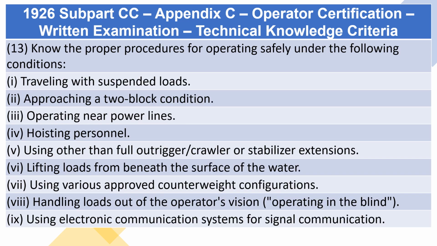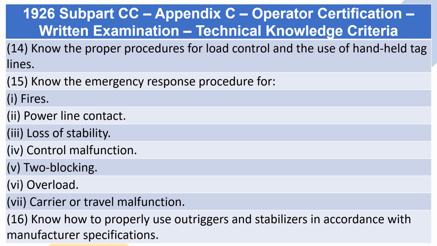13. Know the proper procedures for operating safely under the following conditions. 1 through 9. Traveling with suspended loads. Approaching a two-block condition. Operating near power lines. Hoisting personnel. Using other than full outrigger/crawler or stabilizer extensions. Lifting loads from beneath the surface of the water. Using various approved counterweight configurations. Handling loads out of the operator's vision, operating in the blind. Using electronic communication systems for signal communication. 14. Know the proper procedures for load control and the use of handheld taglines.